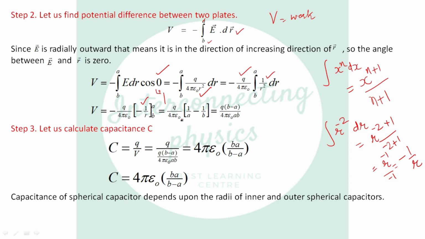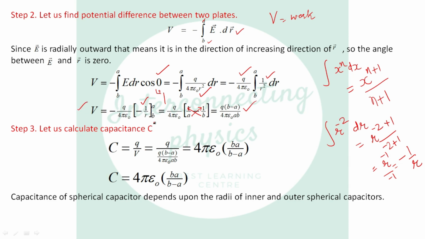So q over 4 pi epsilon naught, upper limit 1 over a minus lower limit 1 over b. So take the LCM, b goes here, a goes here. So b minus a over 4 pi epsilon naught ab. So this is the potential difference between the two shells.